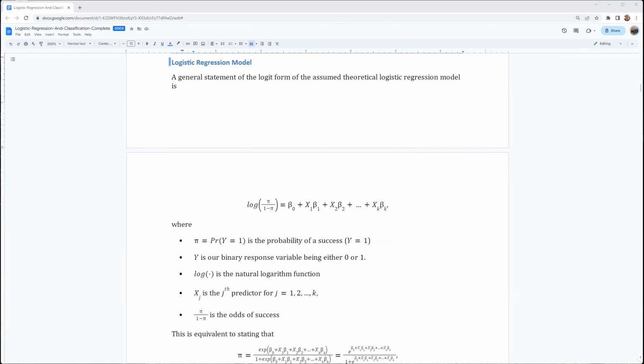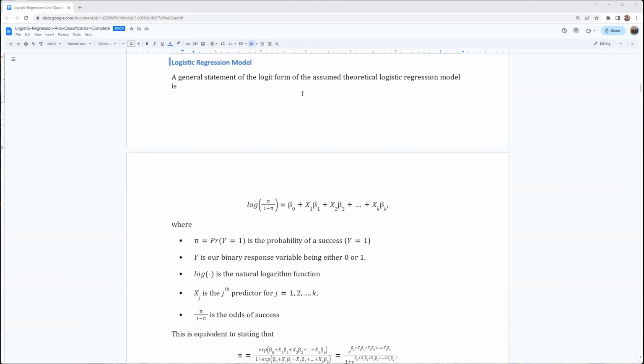So let's talk about the theoretical logistic regression model here, the assumed model when we use this. There's actually two different forms of the model, or what are called two different parametrizations of the model. The most common way the logistic regression model is expressed is in what's called the logit form of the model.